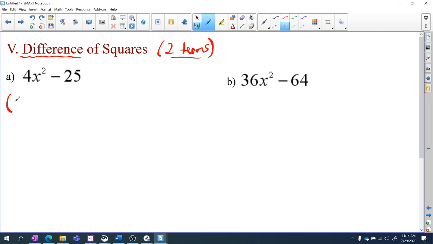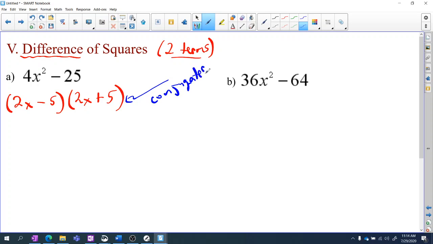You take the square root of the first term, subtract the square root of the second term. And then you take the square root of the first term, and you add the square root of the second term. Now there's a fancy name that maybe you've heard. If you haven't, you should be aware of it. They're called conjugates. We'll use that term a few other times throughout this course. Conjugates are binomials that are identical with the one exception of the sign between them is opposite. 2x plus 5 and 2x minus 5 are considered conjugates.